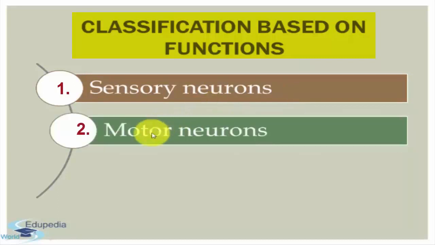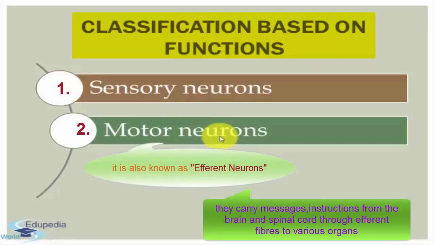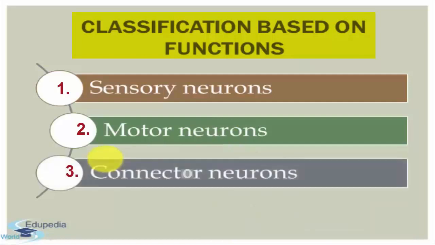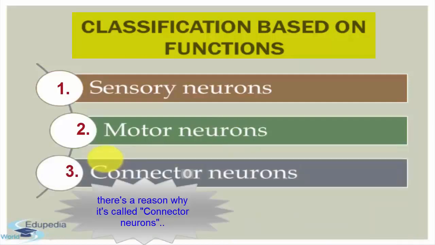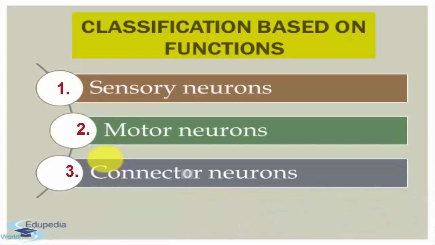Next is the motor neuron. It is also known as efferent neurons. They carry messages, instructions from the brain and the spinal cord through efferent fibers to various organs. Next is connector neurons. These neurons interconnect the sensory and motor neurons located in the brain and the spinal cord. So this was the classification of neuron based on the functions.